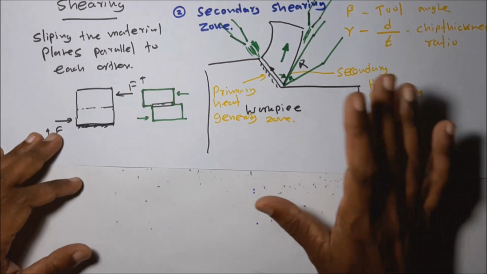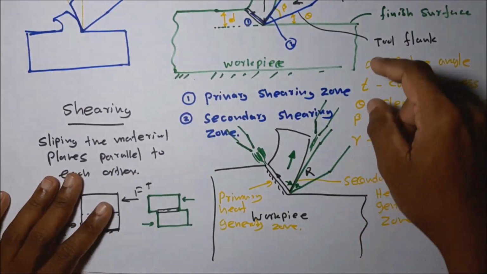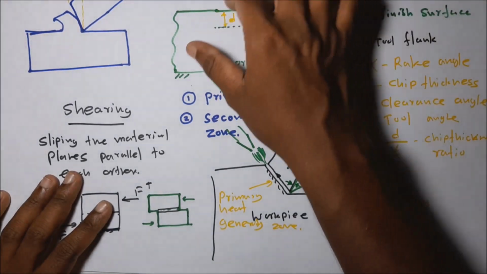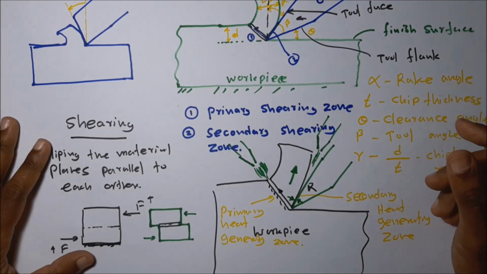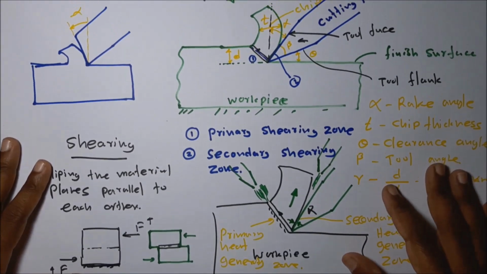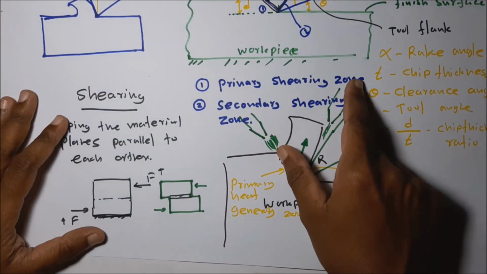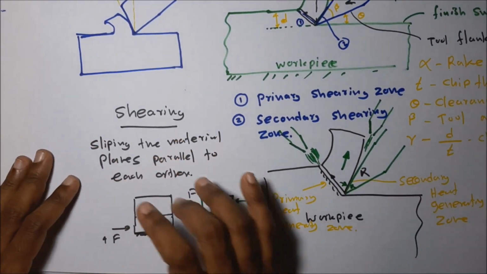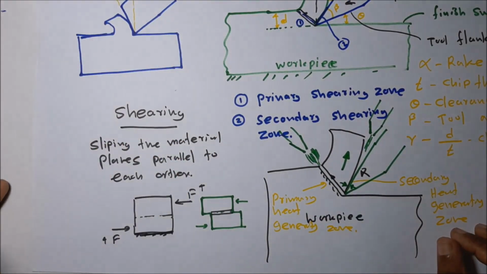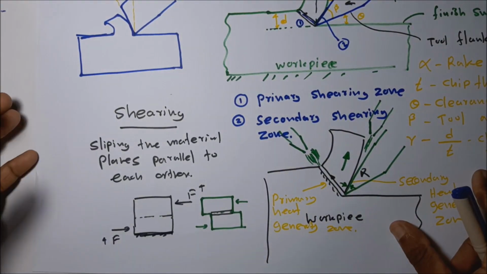Then I think you are all clear with this diagram and these parameters, how we can represent them in orthogonal metal cutting operation: rake angle, clearance angle, tool nose angle, and the undeformed chip thickness, and also the primary heat generating zone, secondary heat generating zone, and how the coolants are applied, and also the definition of shearing, and also the negative rake angle. I think you are all clear with this.